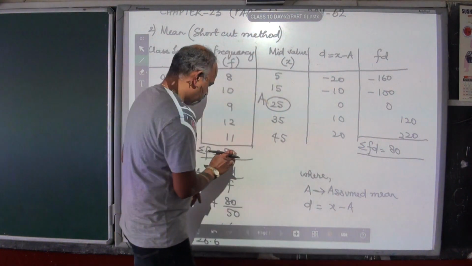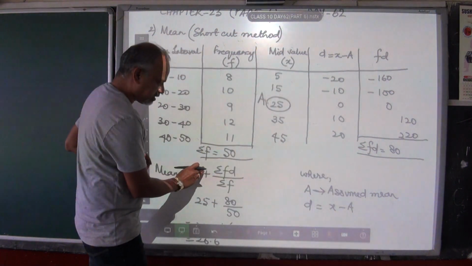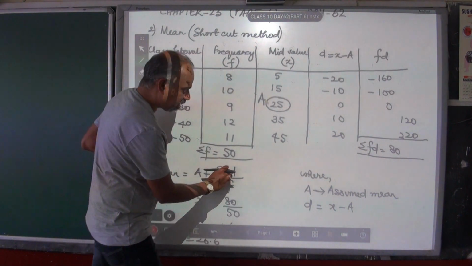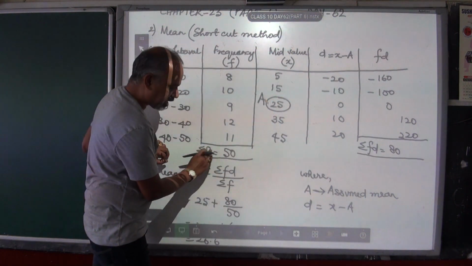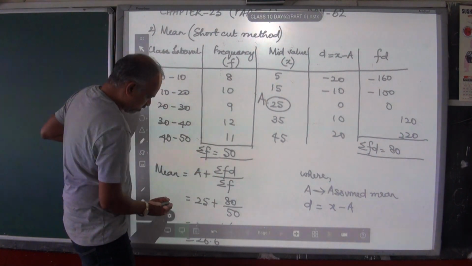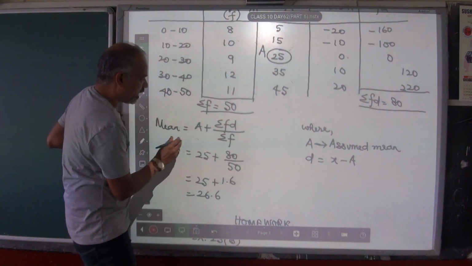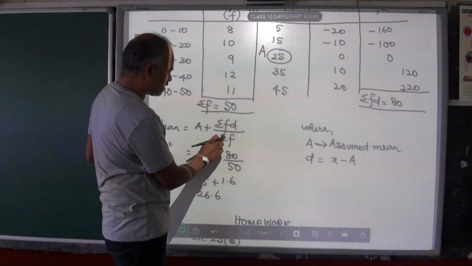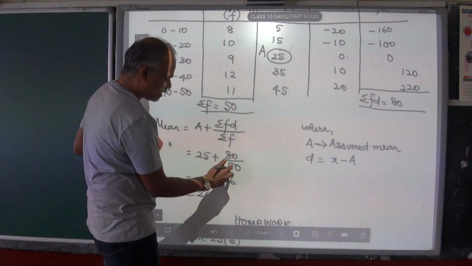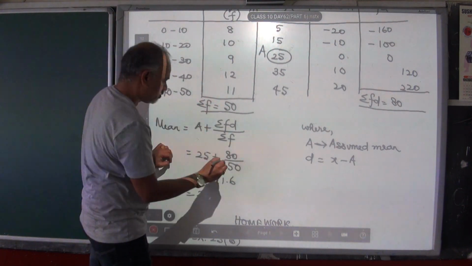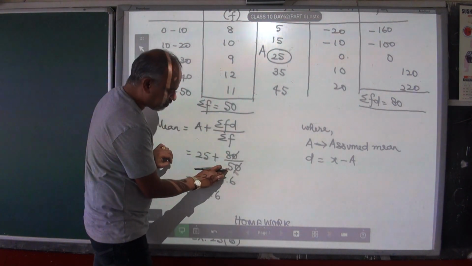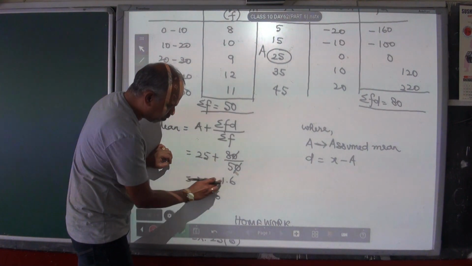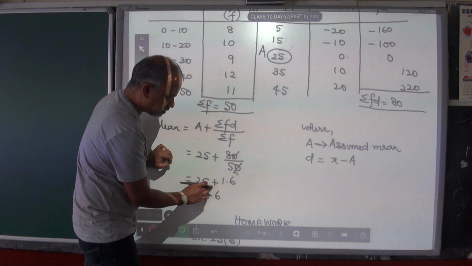So we got sigma f, we got sigma fd. Now look at the formula and see whether you got all the values. Mean is equal to A's value, that's 25, plus sigma fd's value 80 divided by sigma f value 50. Substitute these values. So the next step is 25 plus 80 divided by 50. If you simplify this, the zeros will get cancelled. 8 divided by 5 will give you 1.6. So that's 25 plus 1.6. Add both of them, that will give you 26.6 as the mean value.